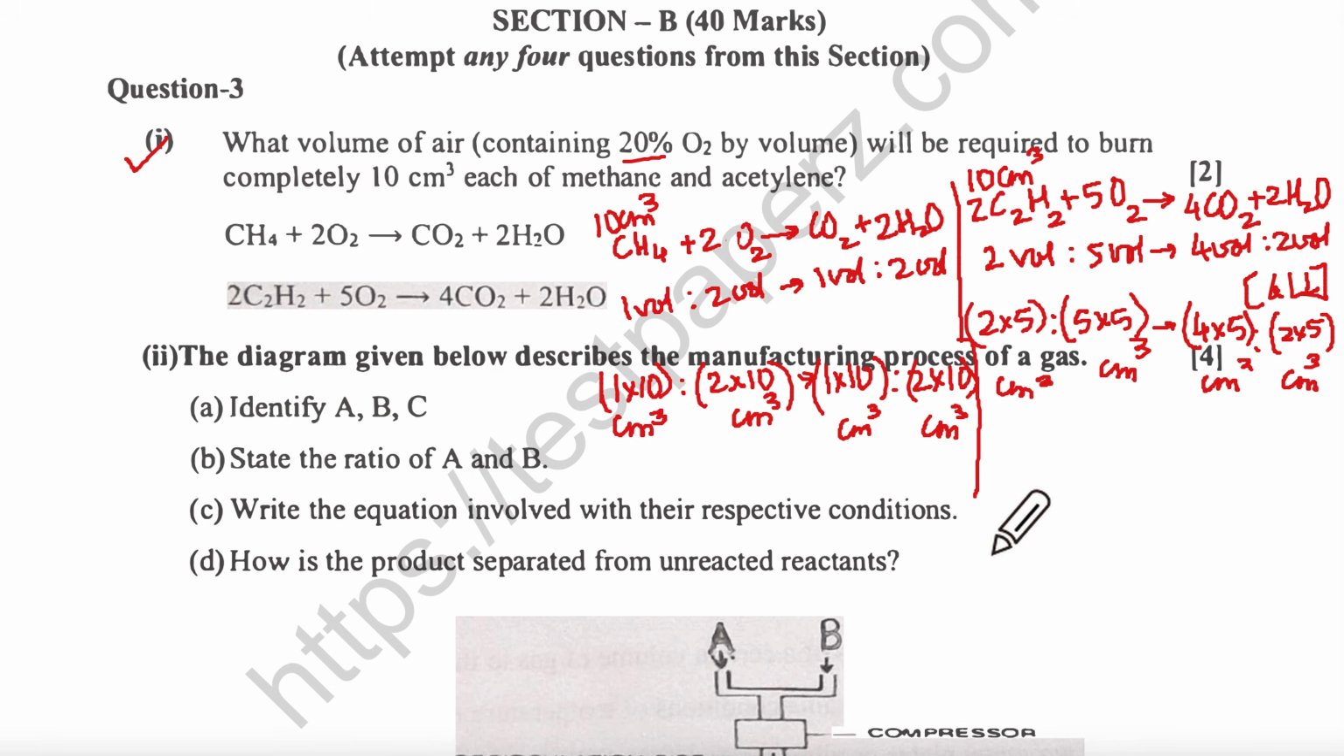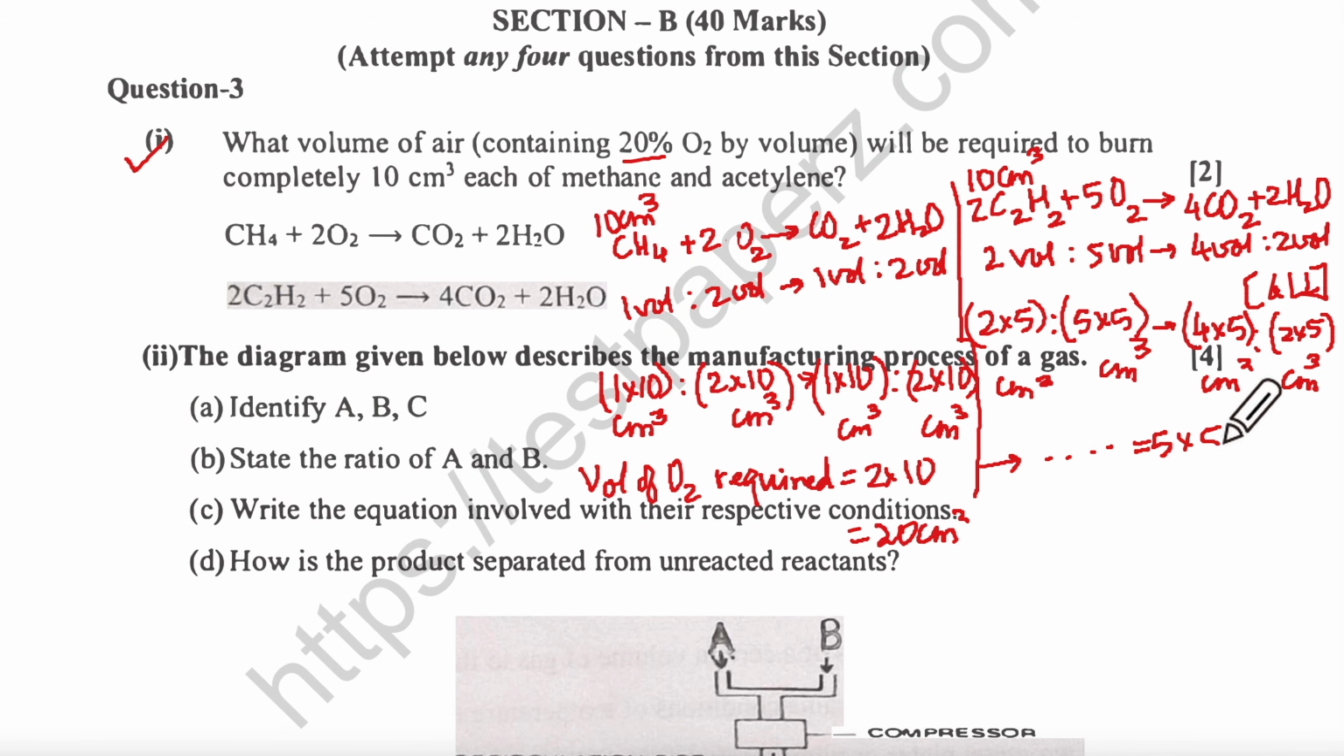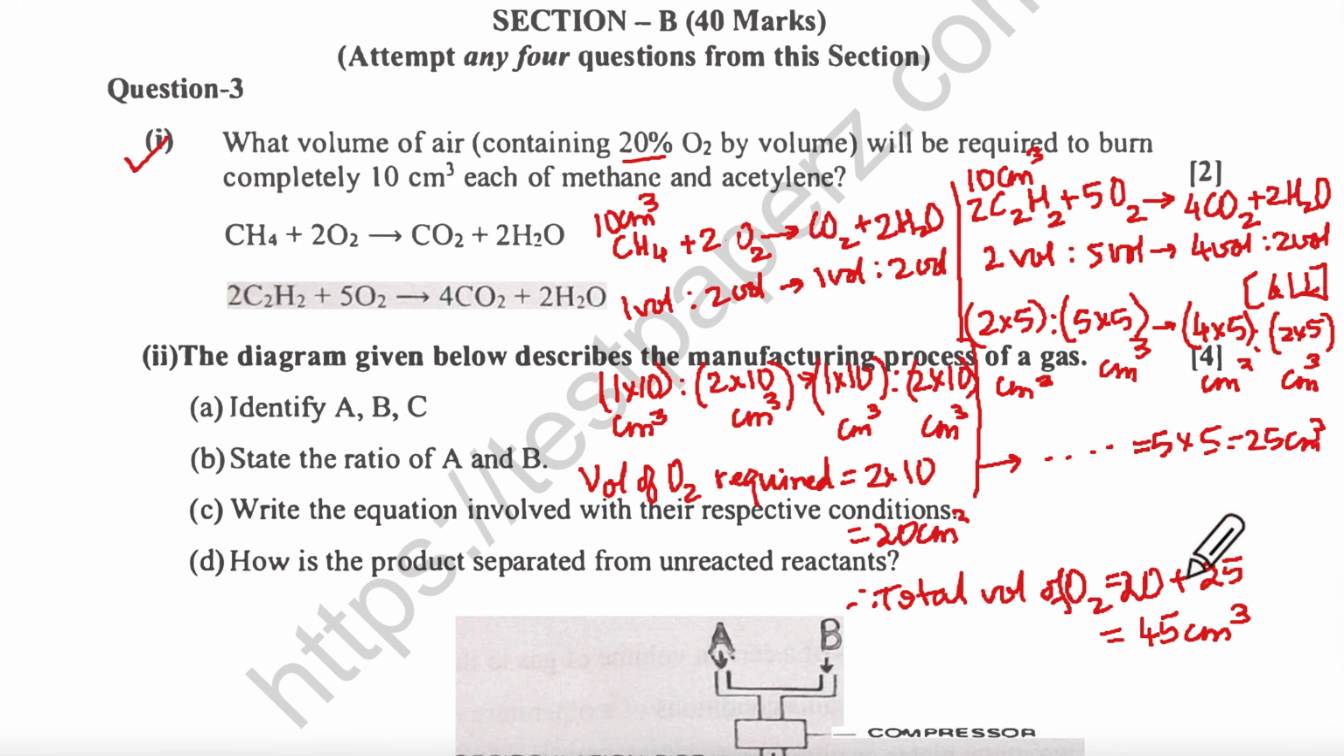Now they are asking how much air. So to begin with, I have to know the volume of O2 required. Here it will be 2 into 10, which is 20 centimeter cube, and here it will be 5 into 5, which means 25 centimeter cube. Therefore, total volume of O2 is 20 plus 25 equal to 45 centimeter cube. Very good. But they want air.